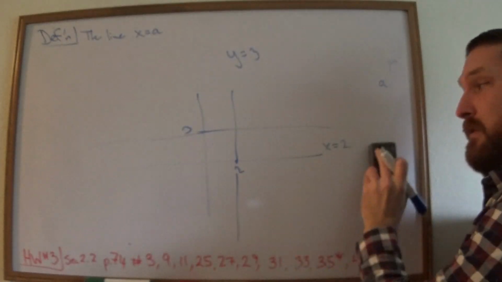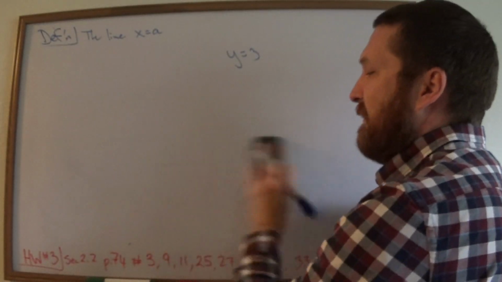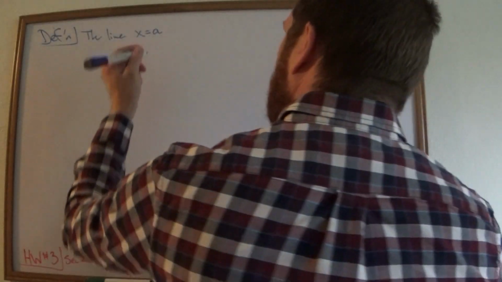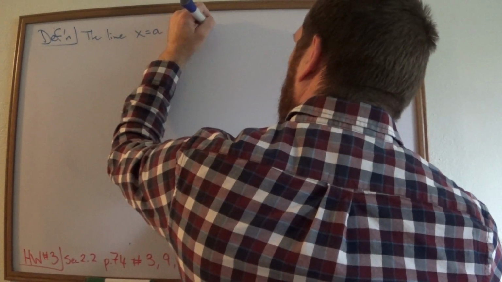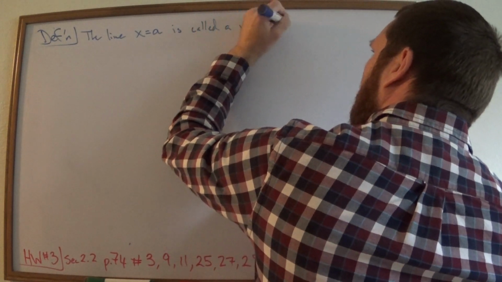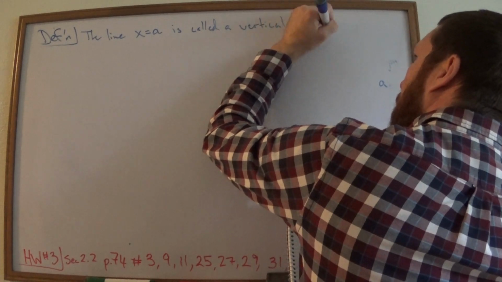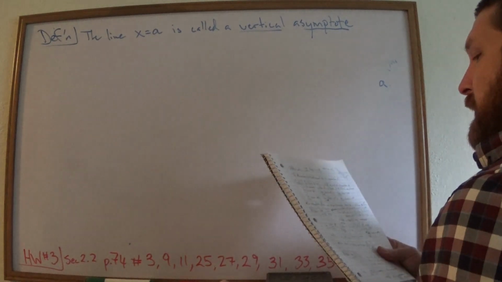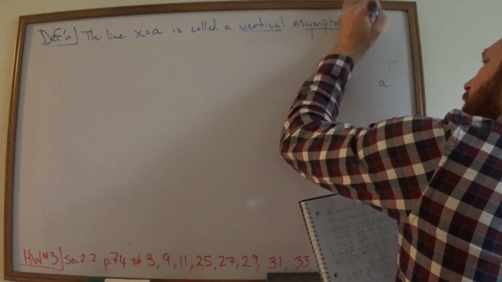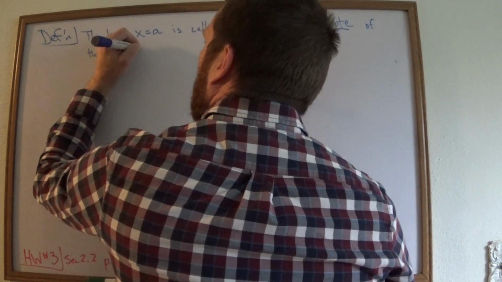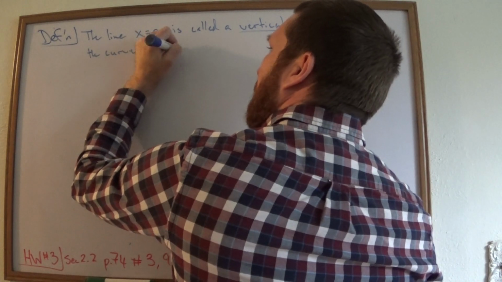So we're not talking about functions here for this definition. But it is a line. x equals a is a line. It just happens to be a vertical line. Okay, so the line x equals a is called a vertical asymptote of the curve y equals f of x.